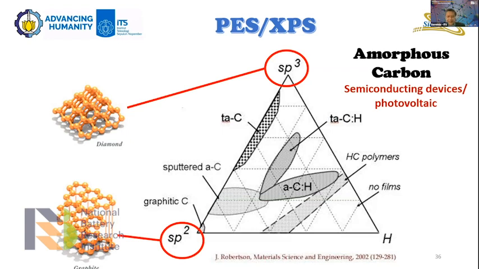Let's have a look at the ternary carbon diagram like this. This is with the hybridization of orbitals sp3 and sp2. This is the graphitic carbon. And if you introduce a hydrogen atom here, we have this area of the carbon phase. Yeah, it's tetrahedral carbon, hydrogen to carbon. This is a polymer, and this one without hydrogen is the amorphous carbon, graphitic amorphous carbon.